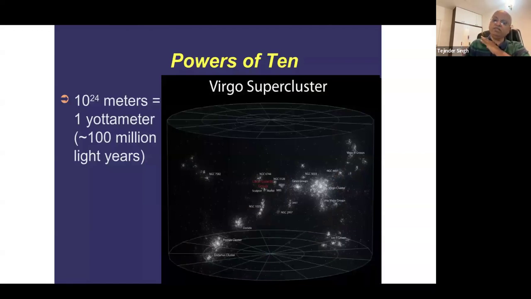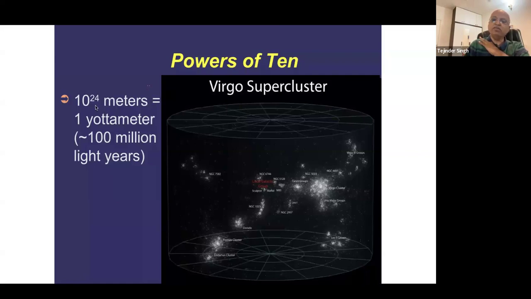Galaxies form clusters. Just as there are a lot of stars in one galaxy, there are a lot of galaxies in clusters. So these are different clusters of galaxies. A cluster may have about 1,000 or 10,000 or so galaxies. Different clusters together form what is called our neighborhood Virgo supercluster. This whole thing is called the Virgo supercluster.